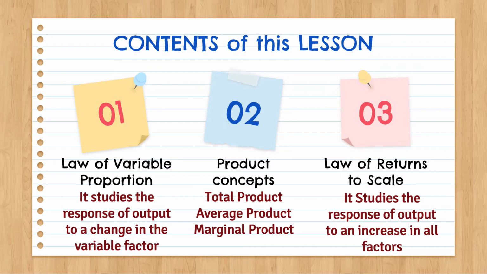We will be dealing with the law of variable proportions, which studies the response of output to a change in the variable factor. Secondly, we will deal with the product concepts: total product, average product, and marginal product. And thirdly, we will study the law of returns to scale, which studies the response of output to an increase in all factors in the long run.